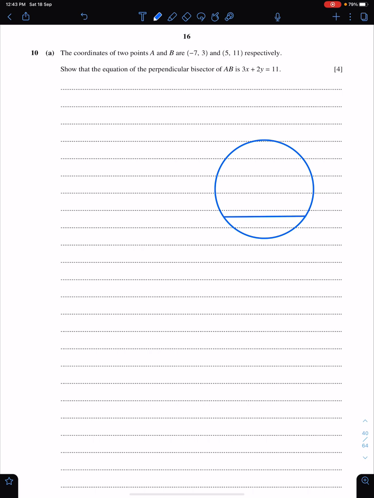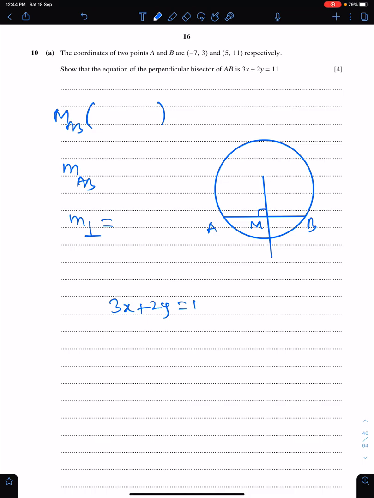Let's suppose this is AB. We need to prove that the equation of this bisector is this. For that we need to find the midpoint of AB first, and then we need to get the gradient of AB. So midpoint of AB, get this. I'm not solving this, you can do this yourself. And gradient of AB, with the help of this, get the gradient of the perpendicular bisector, and then you can easily prove this equation. I'm leaving this for you. I just wanted to explain the concept.